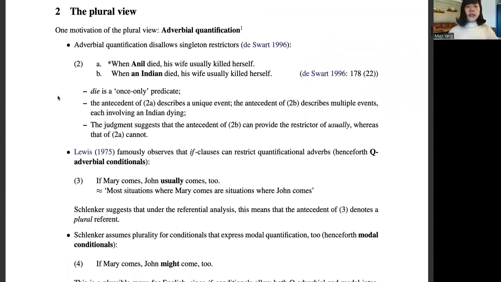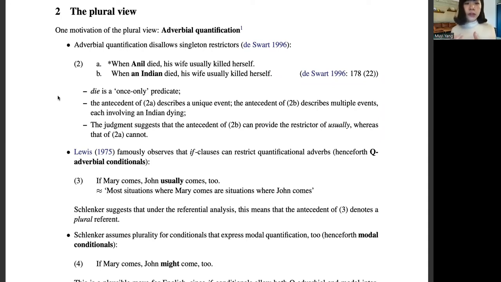Okay, so let's first of all look at why people say that conditional antecedents have to be plural. The main motivation of this view comes from adverbial quantification. In the literature on adverbial quantification, people have suggested that they do not allow singleton restrictors. This is shown by the Schwarz example displayed in number 2, which is a minimal pair. When a Negro died, his wife usually killed herself, versus when an Indian died, his wife usually killed herself. The first sentence is reported to be bad, and the second one is acceptable.